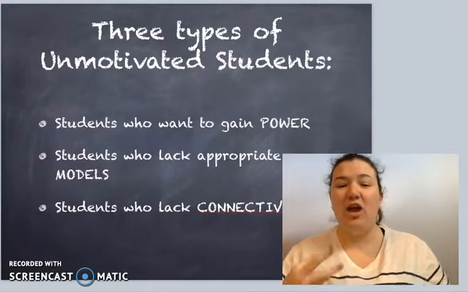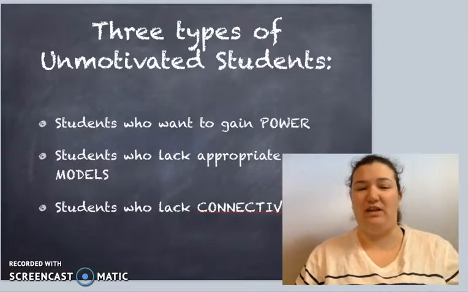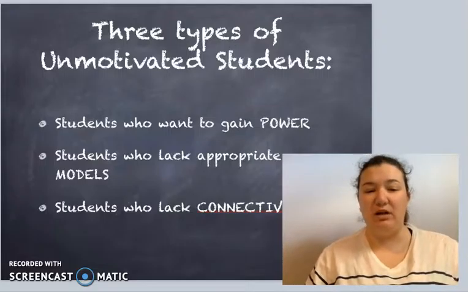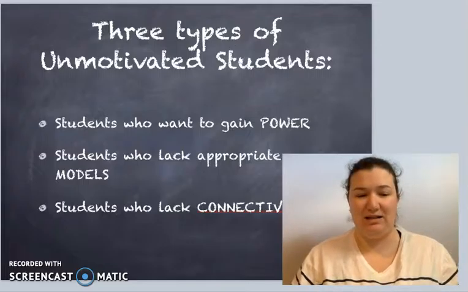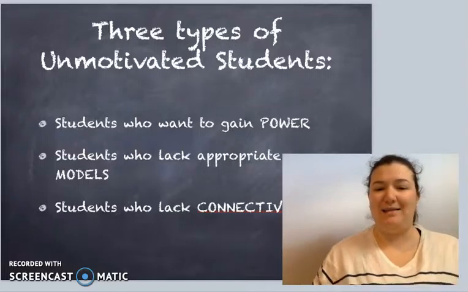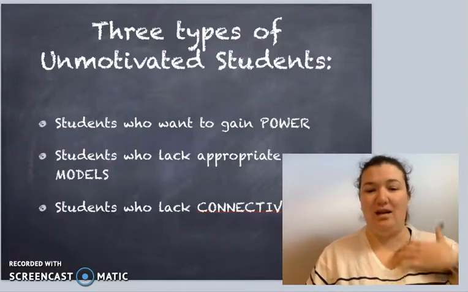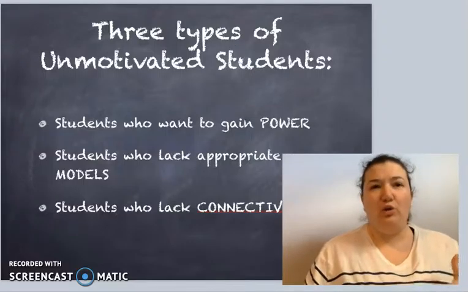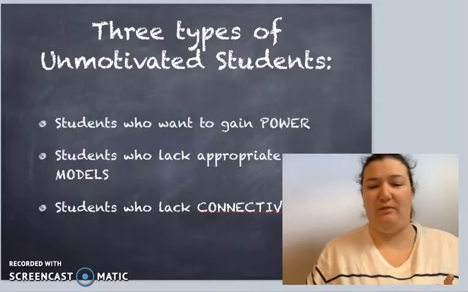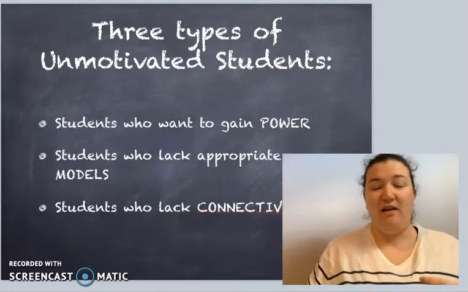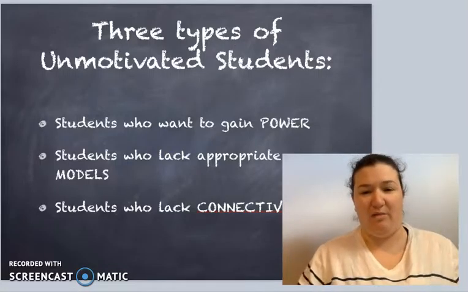So there are normally three different types of unmotivated students: students who want to gain power, students who lack appropriate models, and students who lack connectiveness. When a student is lacking a sense of power, it's that inner sense of self-power. They lack the confidence to do what they feel they need to do, and to believe in themselves, feeling that they can handle what's put before them.